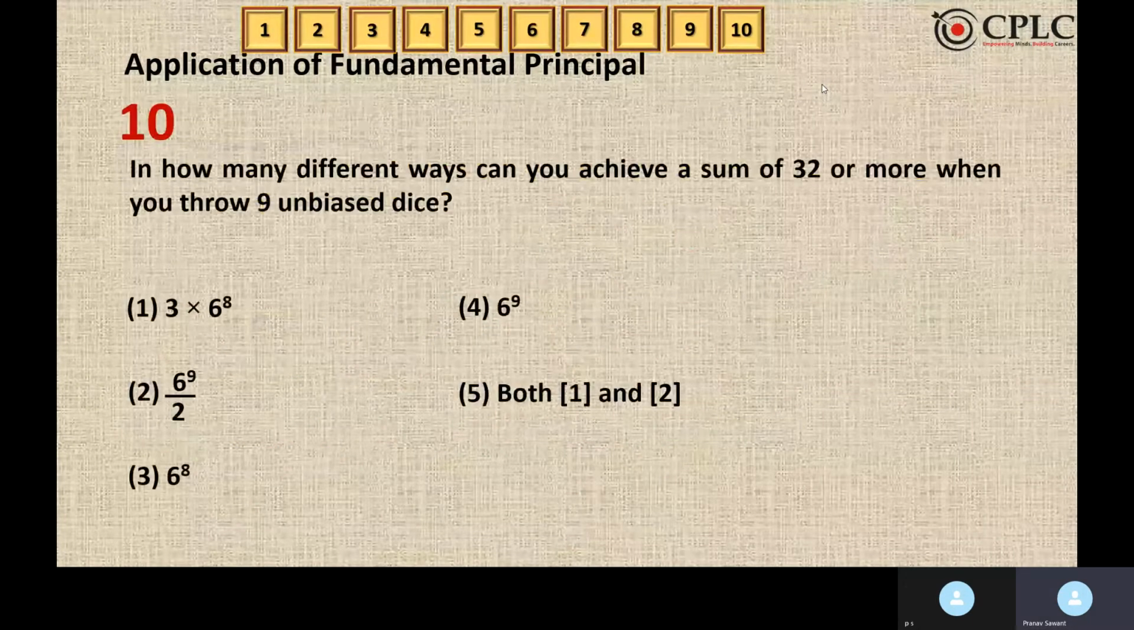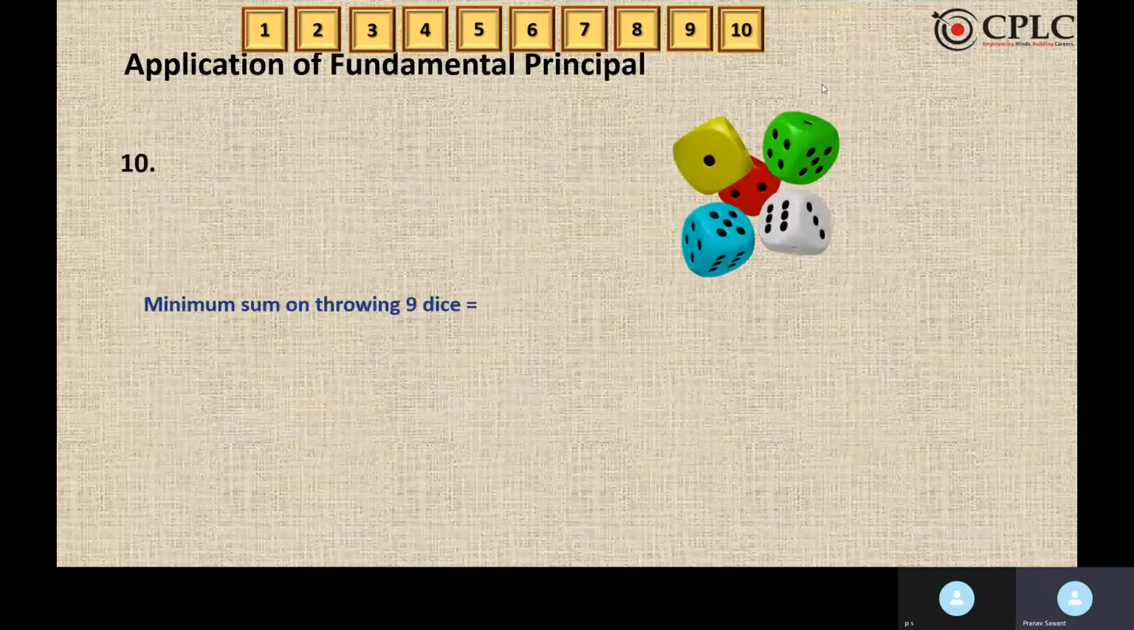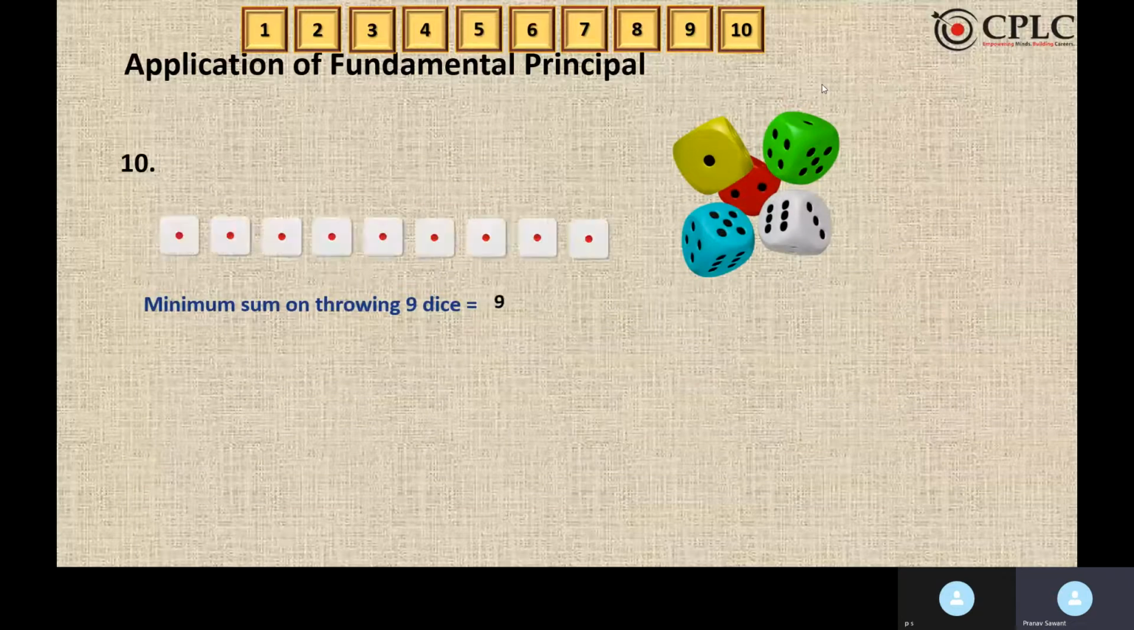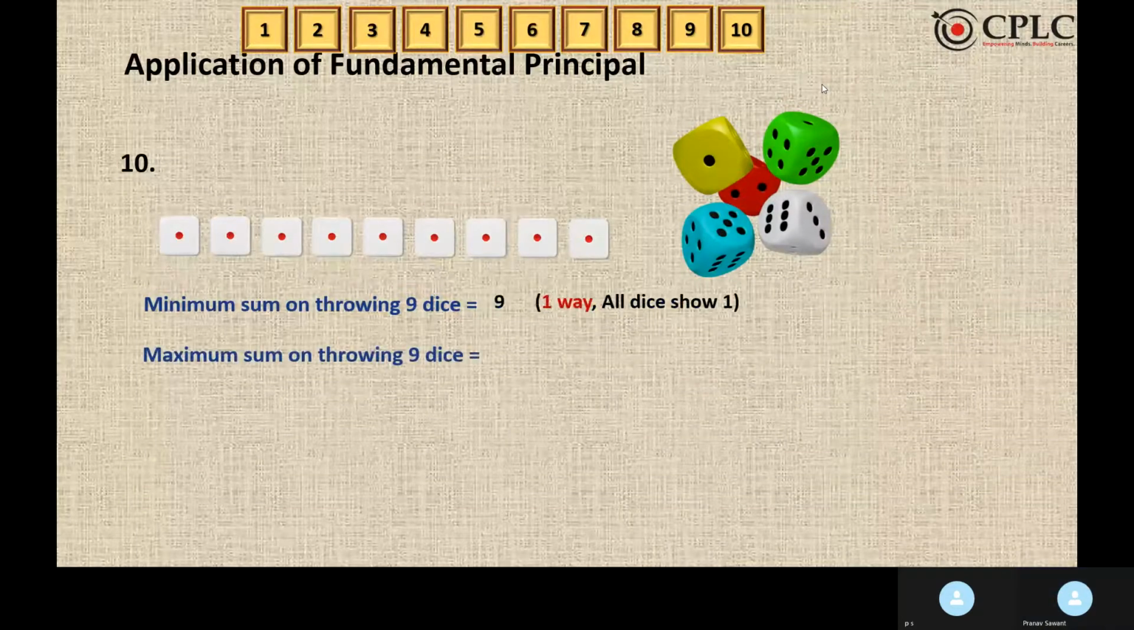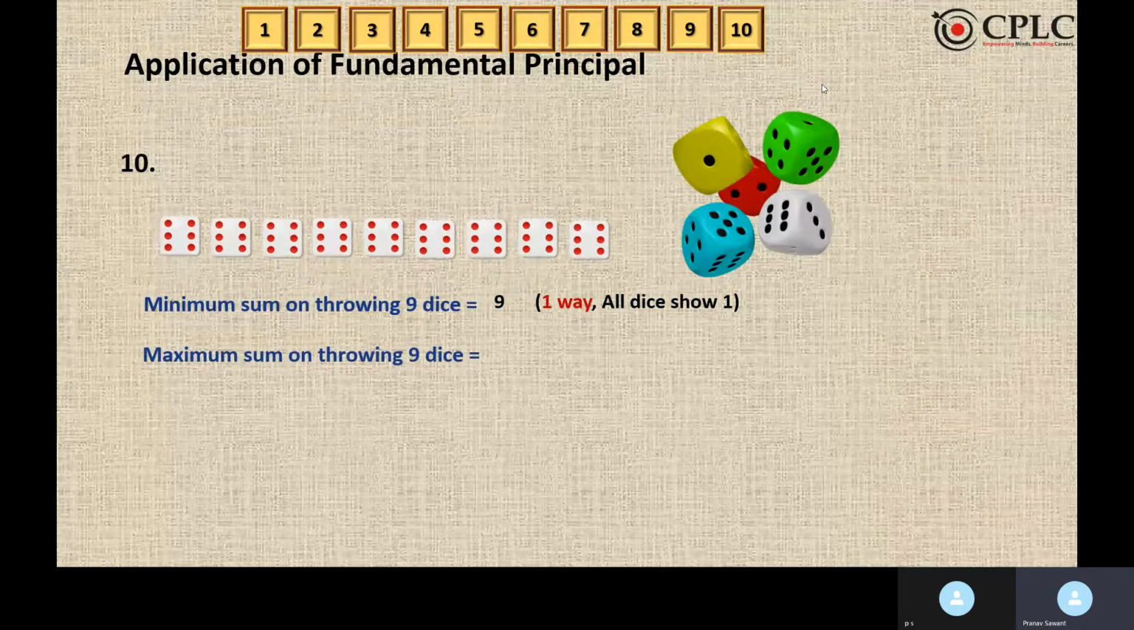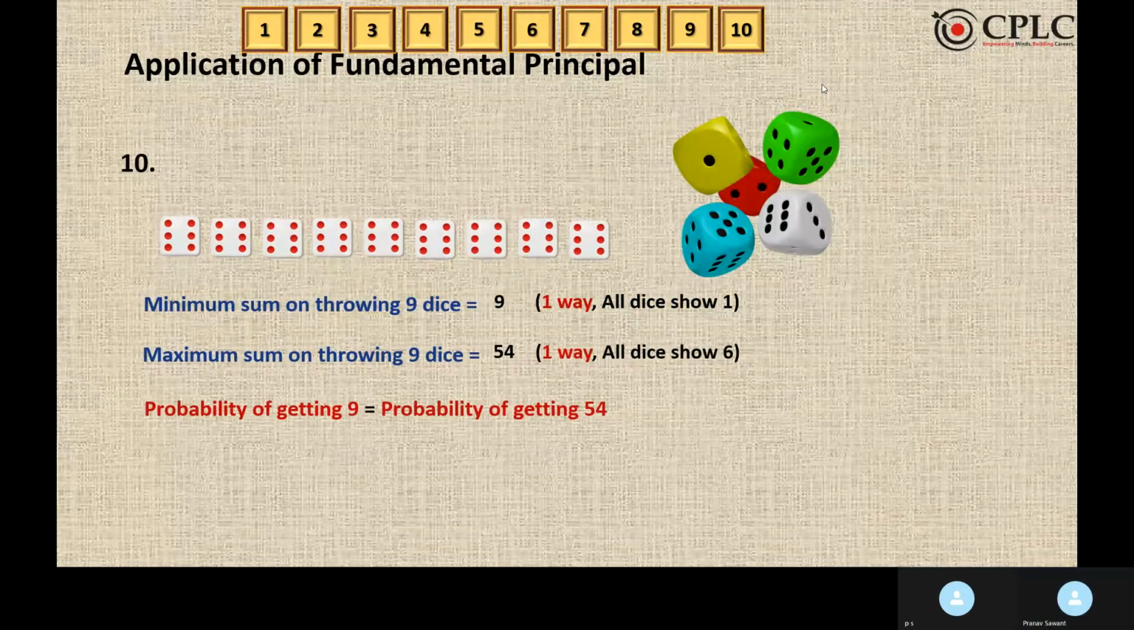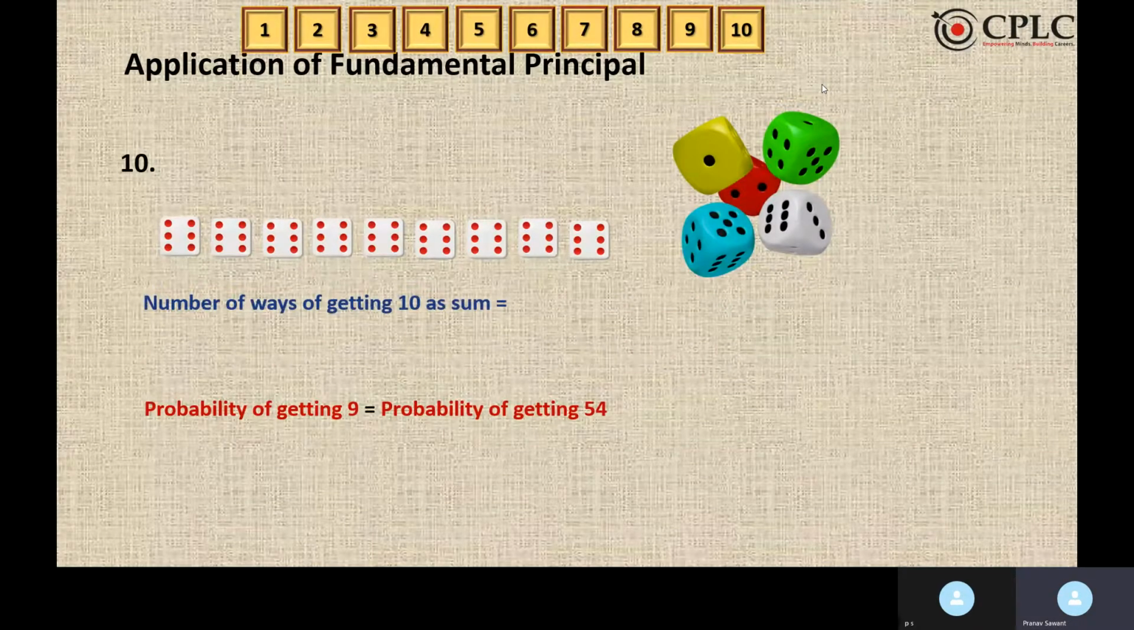In how many different ways can you achieve a sum of 32 or more when you throw 9 unbiased dice? So over here, minimum sum on throwing 9 dice could be 9. That is, I'll get 1 on all. Maximum sum would be 54. I'll get 6 on all. Now, I can also say that probability of 9 is equal to probability of 54. So, in this way, I can thus form a pattern.